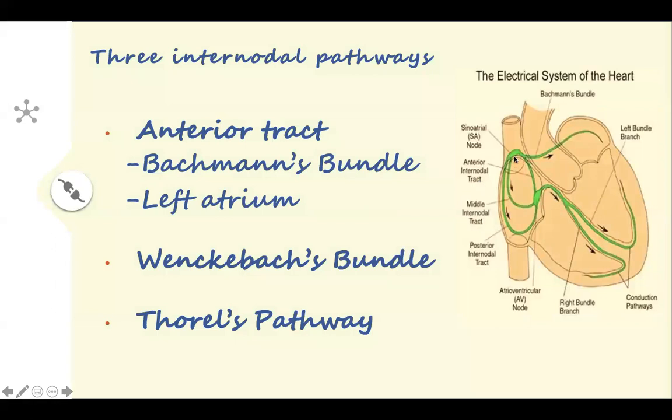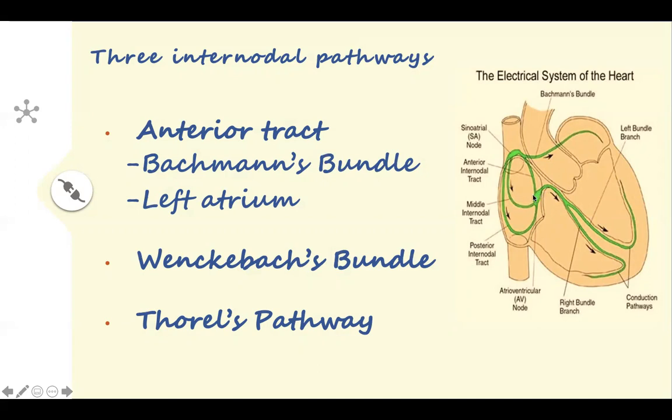Then the SA node distributes its electricity to both atria. It sends its electricity to the left atrium through the Bachmann bundle. Then it distributes its electricity to the right atrium through three internodal fibers or bundles, which are the anterior internodal, middle internodal and posterior internodal tracts. Then this electricity comes and fuses to form the stabilizer of the heart, which is the AV node.